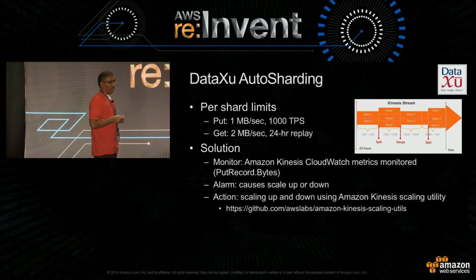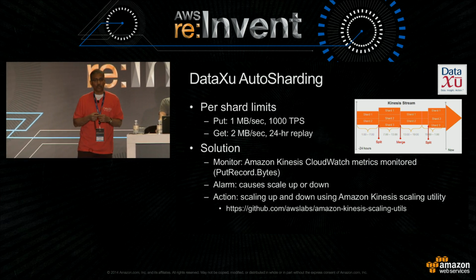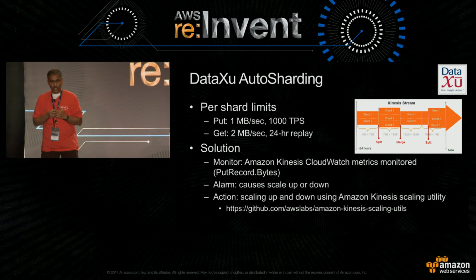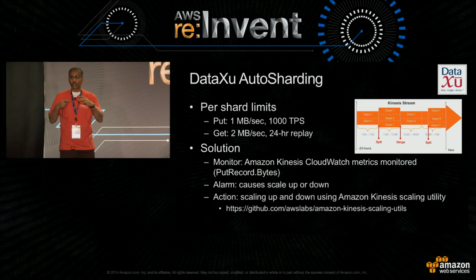Kinesis CloudWatch metric, there is something called PutRecord.Bytes. This simply tells you the bytes that you're writing into the shards. So if you take a sum of all the shards, you know the throughput that you're pumping through your Kinesis shards. Let's just do a simple math.